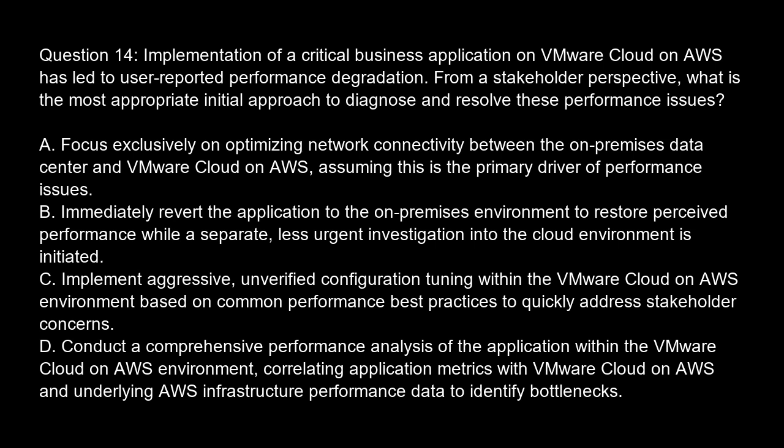Option B. Immediately revert the application to the on-premises environment to restore perceived performance, while a separate, less urgent investigation into the cloud environment is initiated. Option C. Implement aggressive, unverified configuration tuning within the VMware Cloud on AWS environment based on common performance best practices to quickly address stakeholder concerns. Option D. Conduct a comprehensive performance analysis of the application within the VMware Cloud on AWS environment, correlating application metrics with VMware Cloud on AWS and underlying AWS infrastructure performance data to identify bottlenecks.